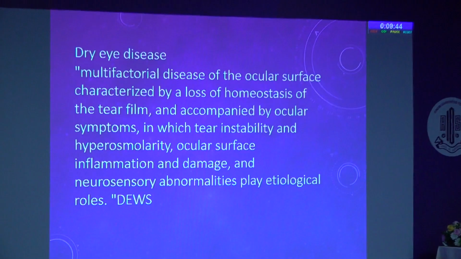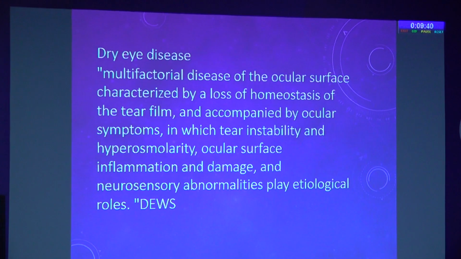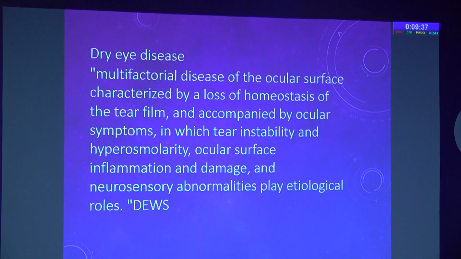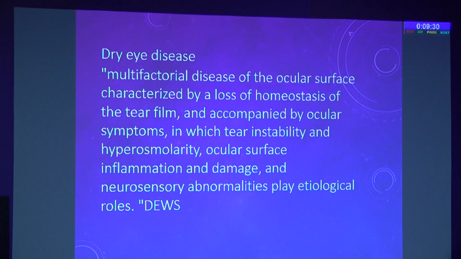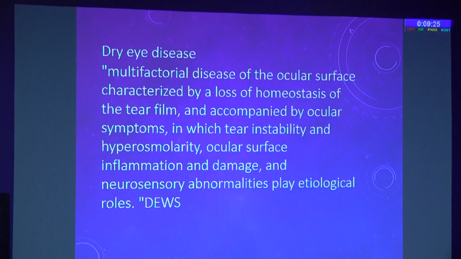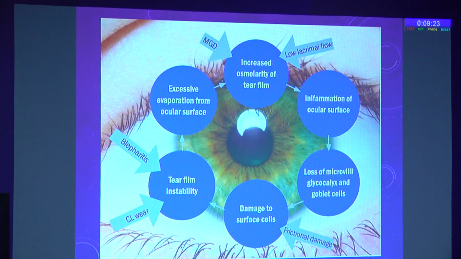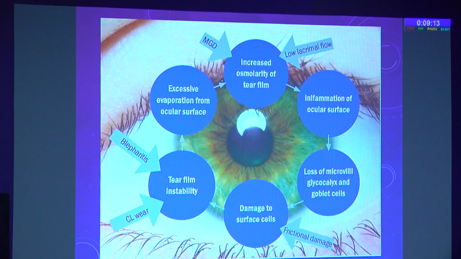So dry eye is defined as a multifactorial disease of the ocular surface, characterized by a loss of homeostasis of the tear film and accompanied by ocular symptoms, in which tear instability, hyperosmolarity, ocular surface inflammation, damage, and neurosensory abnormalities play etiological roles. So there are multiple factors: increased osmolarity of the tear film, inflammation, loss of goblet cells, damage to the surface cells, tear film instability, and excessive evaporation from the ocular surface. All this causes an ocular surface disorder.